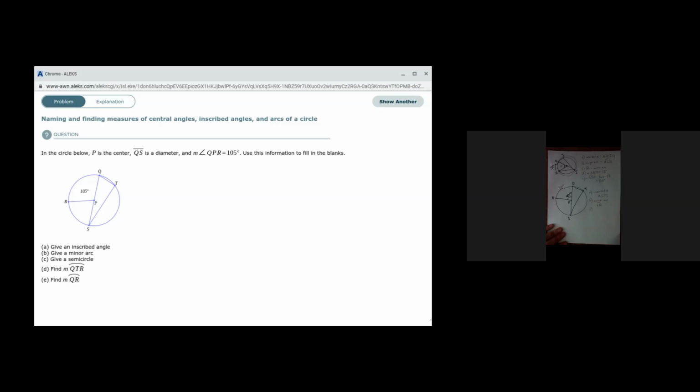What's a semicircle? Semicircle is 180. Semicircle happens when we have a diameter. So here's our semicircle, half of the circle. The semicircle, that chunk of the outside of the circle that's half, is going to be arc QTS.